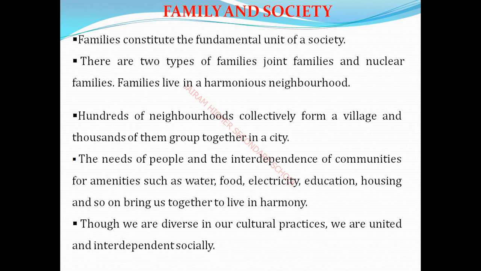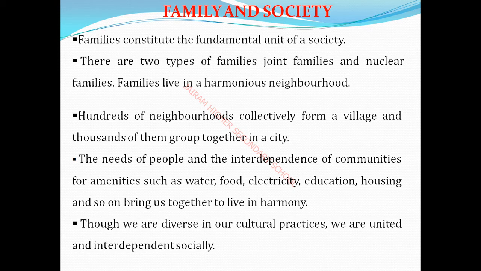Okay, children. So the hundreds of our neighborhoods collectively form a place called a village. Another thousands of them grouped together in a place is called a city. Here is the definition. What is meant by village? Village means hundreds of neighborhoods collectively forming a group is called a village, and a formation of thousands of groups of people living together in a place is called a city. So these villages and cities created a society. I hope you have understood, children.